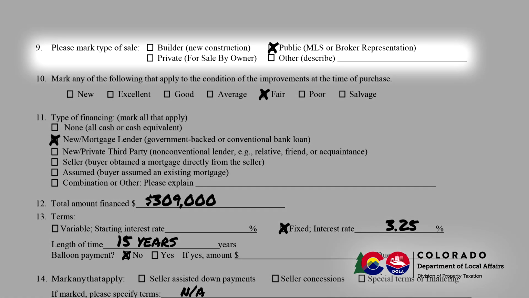Item number 9 asks how the property was marketed and sold. This may offer the assessor additional sources for property information and may help them determine if the terms of the transaction were arrived at in the open market.